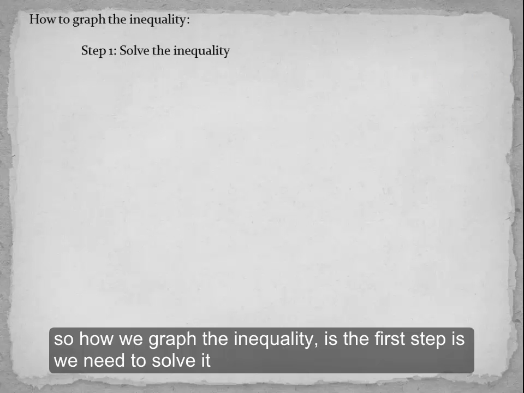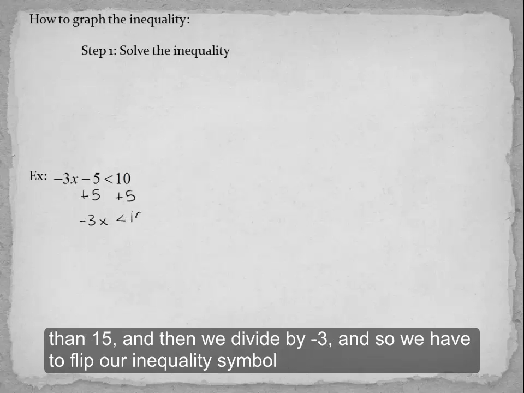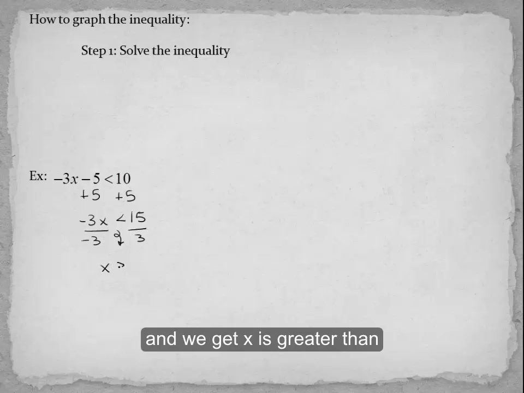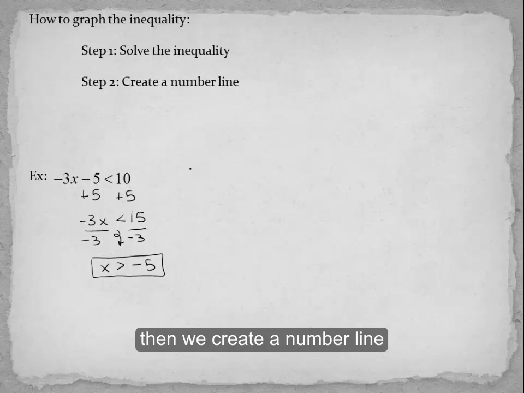Okay, so how we graph the inequality is the first step is we need to solve it. So I'm going to go through and solve this quickly. We add 5 to both sides. We get negative 3x is less than 15, and then we divide by negative 3, and so we have to flip our inequality symbol, and we get x is greater than negative 5. So here's our solution. This is the first step. Then we create a number line.